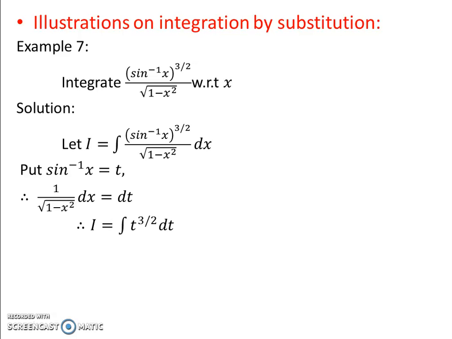Therefore I equal to integration, if you replace this, sin inverse x is nothing but t raised to 3 by 2 into dx upon this term is dt. Therefore integration t raised to 3 by 2, and we know the integration of t raised to 3 by 2 is t raised to 5 by 2 upon 5 by 2, that is equal to 2 by 5. If you replace the value of t as sin inverse x, we get final answer 2 by 5 sin inverse x raised to 5 by 2 plus c.